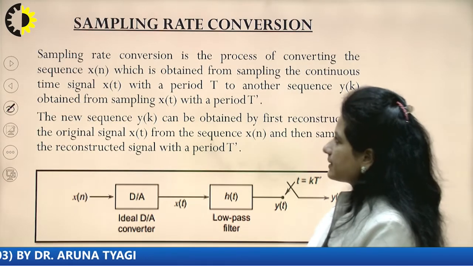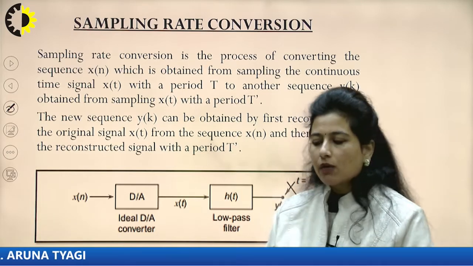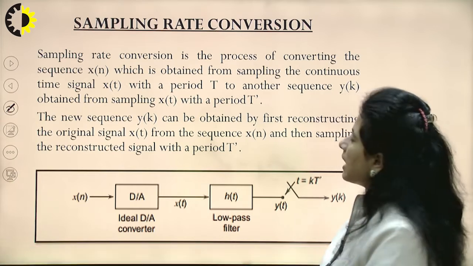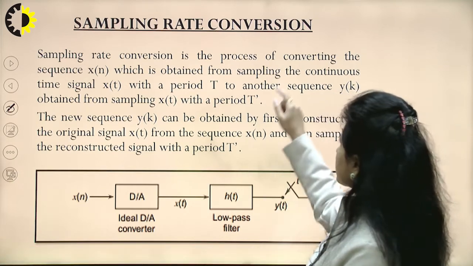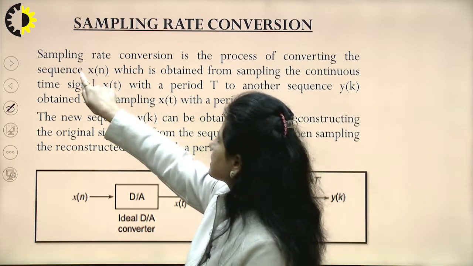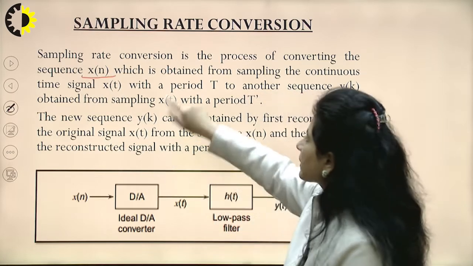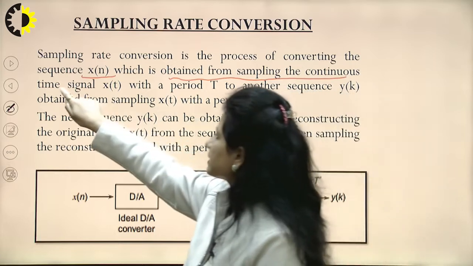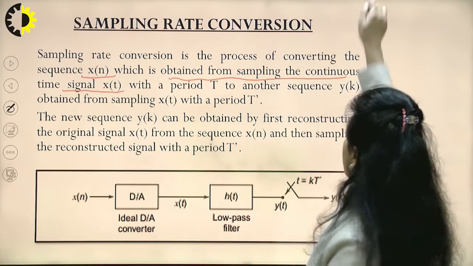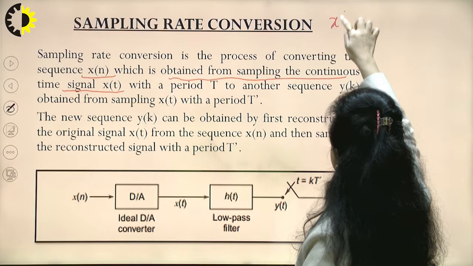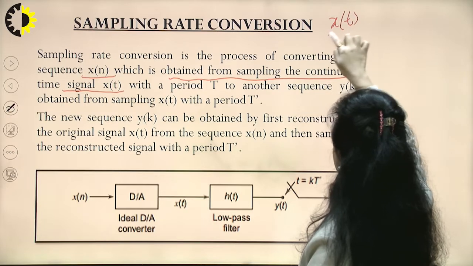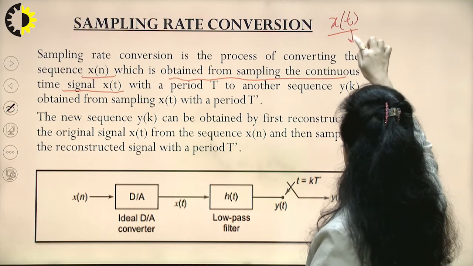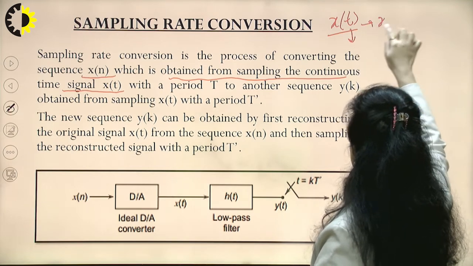The basic concept that we are going to apply in both the case of decimation and interpolation is sampling rate conversion, a process in which I need to convert a sequence x[n], which is already obtained from sampling the continuous time signal x(t). So in a normal process of sampling, what do I do? I convert this continuous time variable into a discrete variable n.